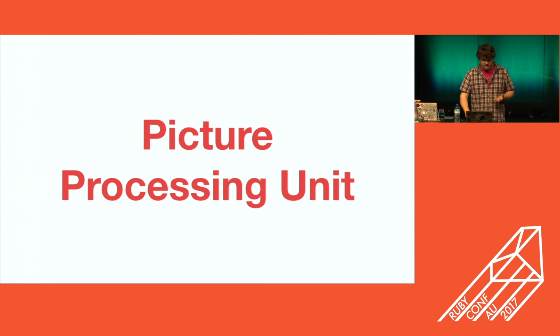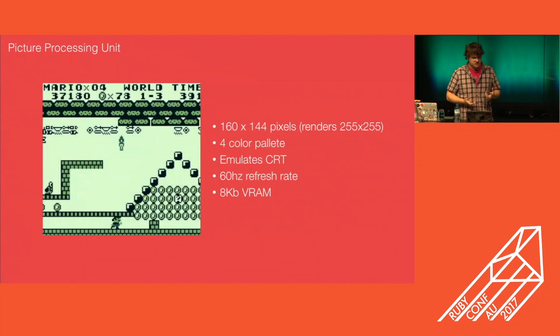So we have the picture processing unit. The picture processing unit chip is equivalent to today's graphics processing unit. It renders an area of 255 pixels by 255 pixels, but the screen will only display 160 by 144 pixels. It only displays 4 shades of gray, or in this case, 4 shades of terrible green. It has a 60 hertz refresh rate, or 60 frames per second. It only has 8 kilobytes of memory, which is not a lot at all, but you'll see how the picture processing unit works around that limitation.